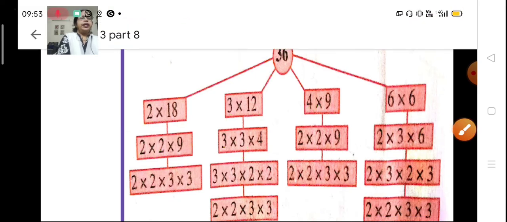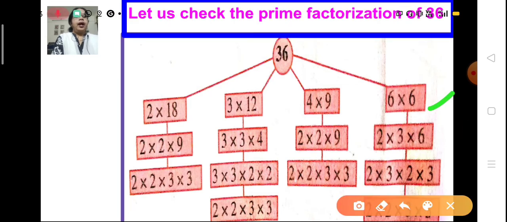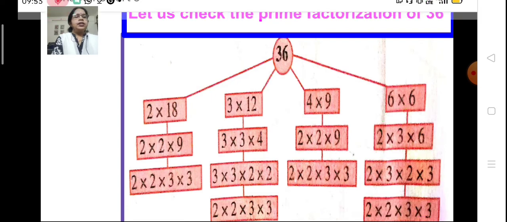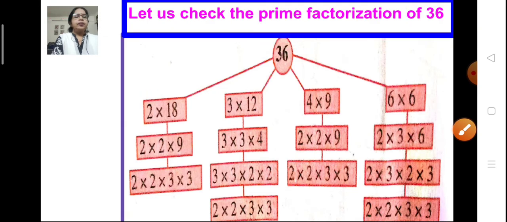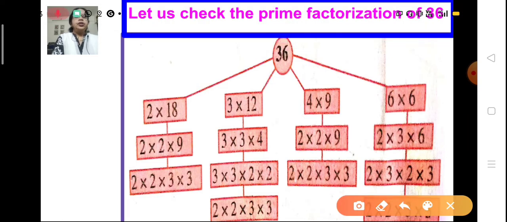Now let's move on to the next one. 36 can be also expressed as 6 into 6, and 6 can be expressed as 2 into 3, and again this 6 also can be expressed as 2 into 3. So what is the prime factorization of 36? It is 2 into 2 into 3 into 3. So whatever is the pair of products that we take to express the number 36, the prime factorization of 36 will be 2 into 2 into 3 into 3.